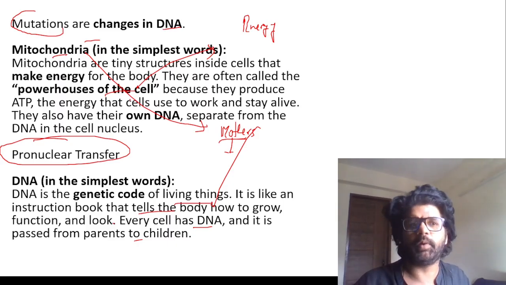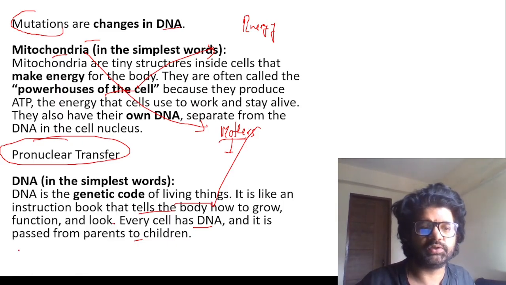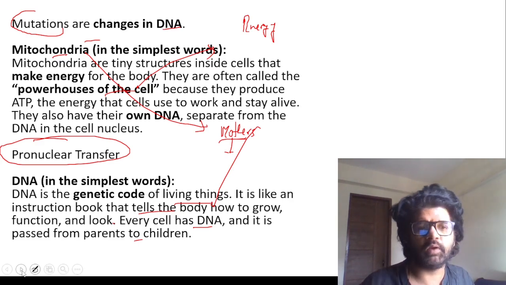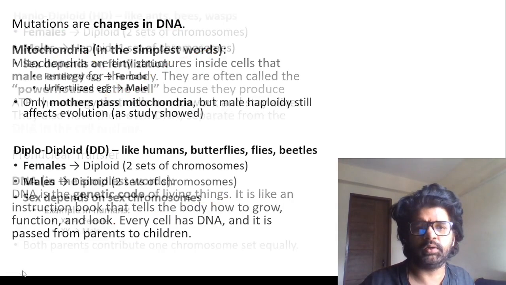So again, mitochondria is the powerhouse of the cell, mutations are changes in DNA. DNA is basically about how we will look, how we will act, and everything. DNA is our genetic code.